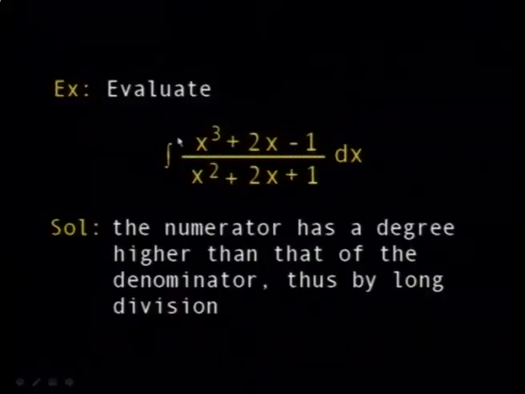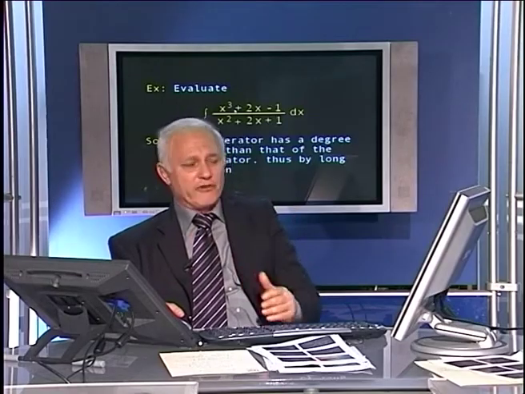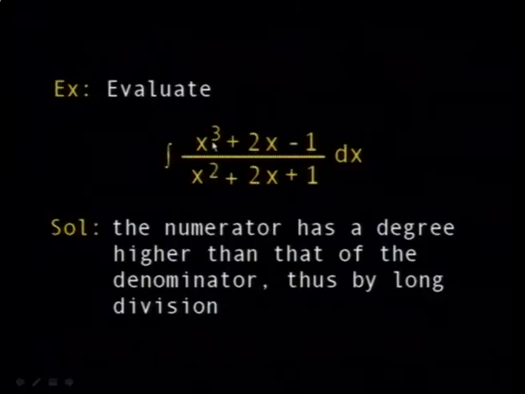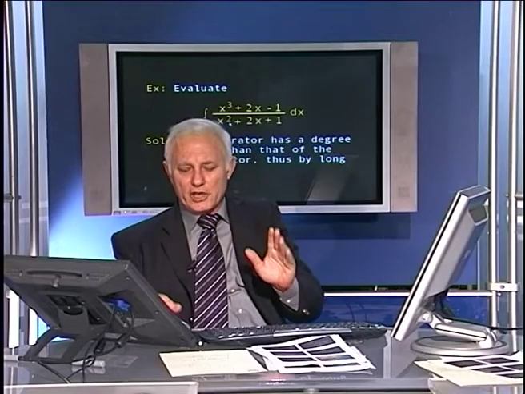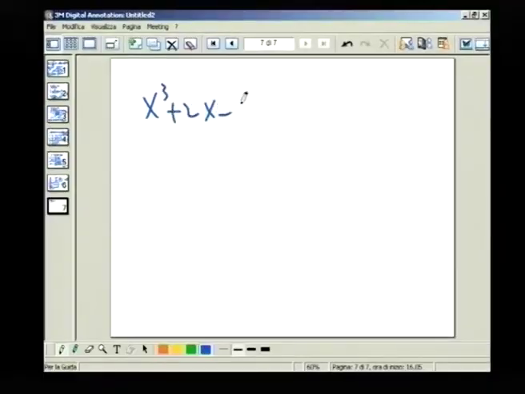Here, this is important. As I said in the beginning, before you start your partial fraction expansion of a rational function, you have to make sure first that the degree of the numerator is less than that of the denominator. Otherwise, you cannot proceed further. For example, here we have x cubed plus 2x minus 1 divided by x squared plus 2x plus 1. We cannot decompose this into partial fractions unless we end up with a first order in the numerator.